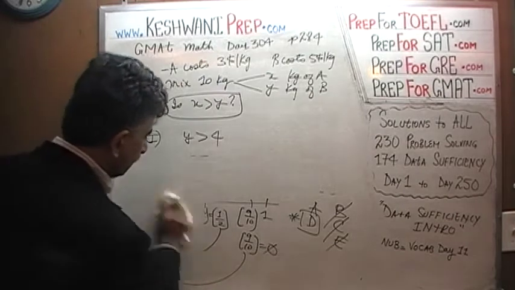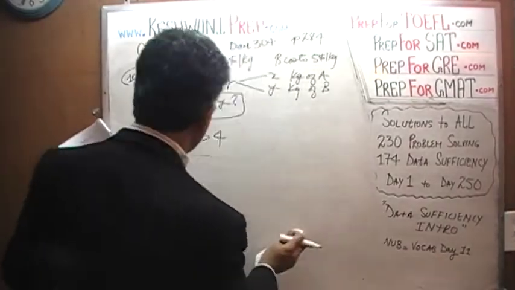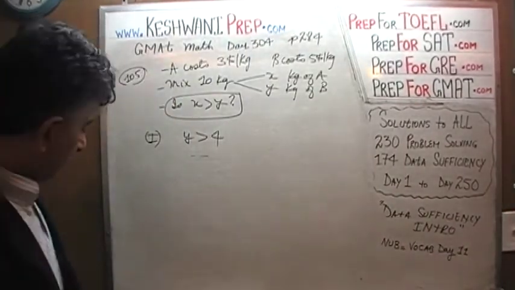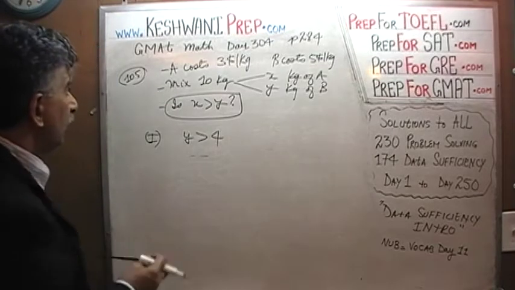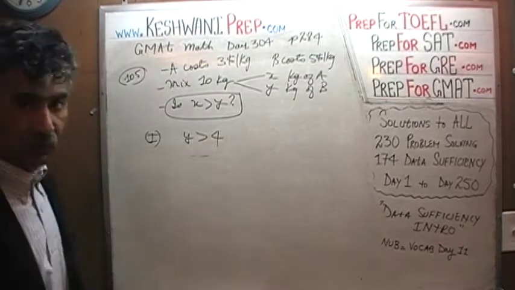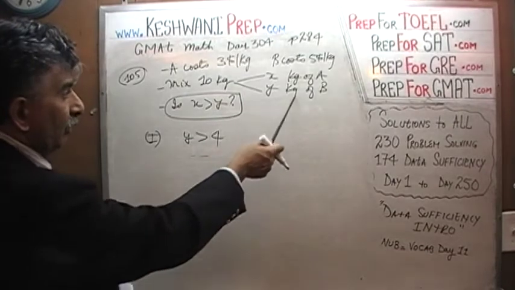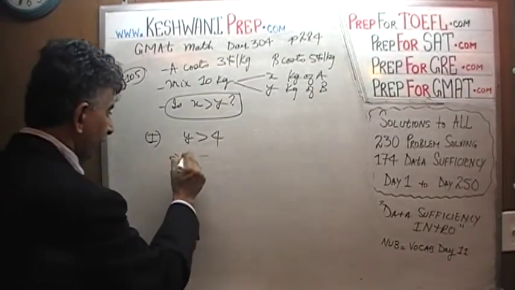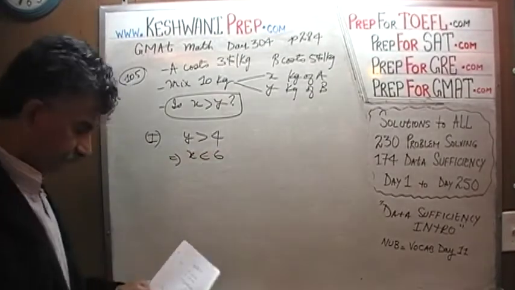Well, if y is more than 4, and we know that the total has to be exactly 10 kilos, then x would have to be less than 6.